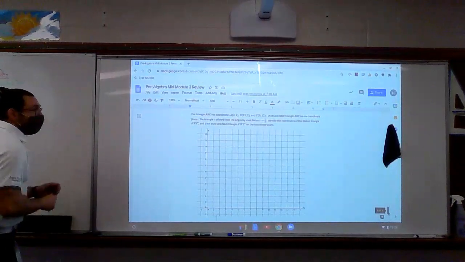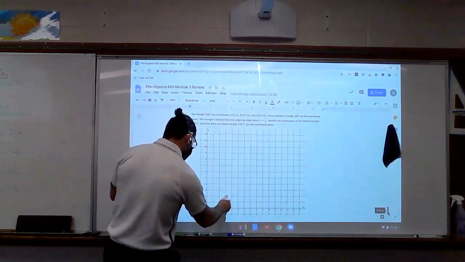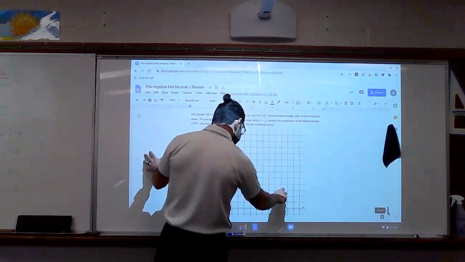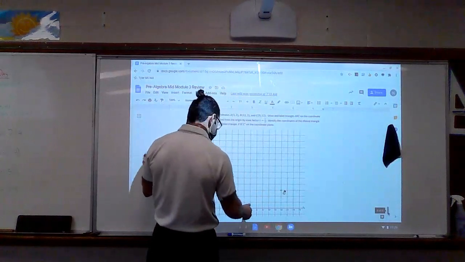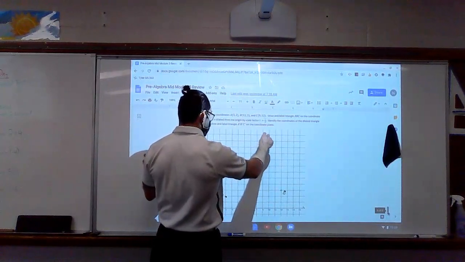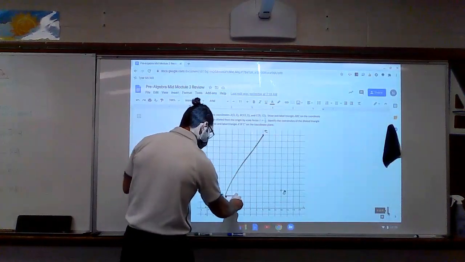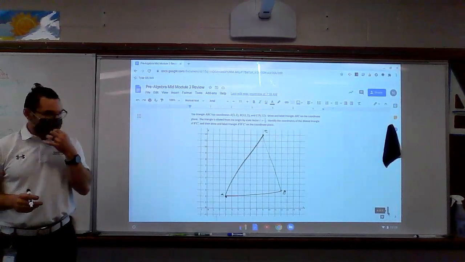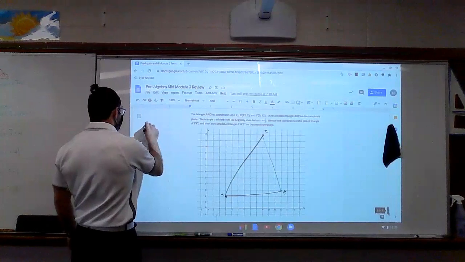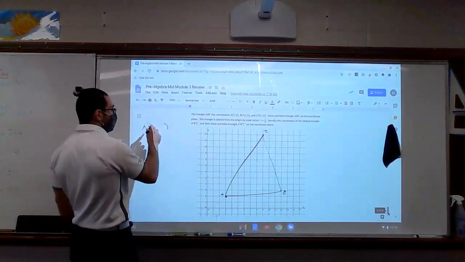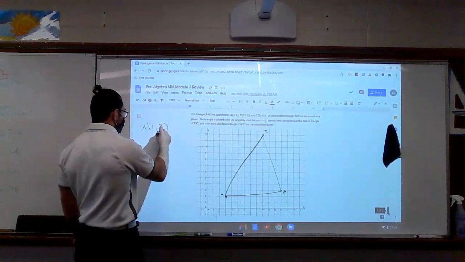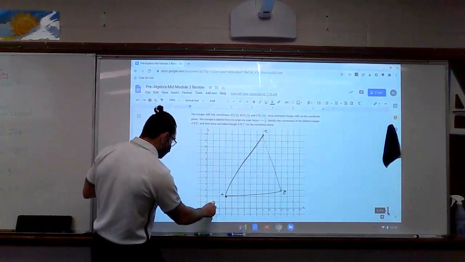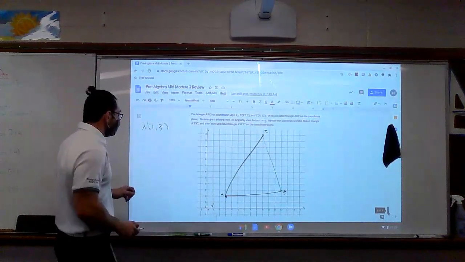So A is at (3, 2). 3 up 2. There's A. B is at 12 up 1, 2, 3. C is at 9 up 12. I don't know why we're putting things away. So, to find A prime, I'm multiplying by 1/3. That gives me (1, 2/3). 2/3 is 0.66666. So I go to 1, up a little bit.